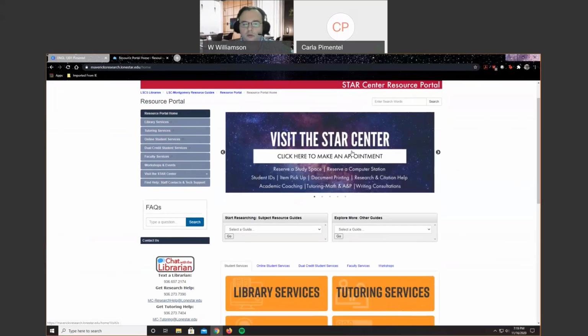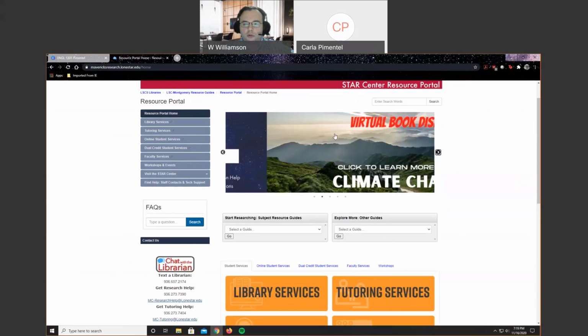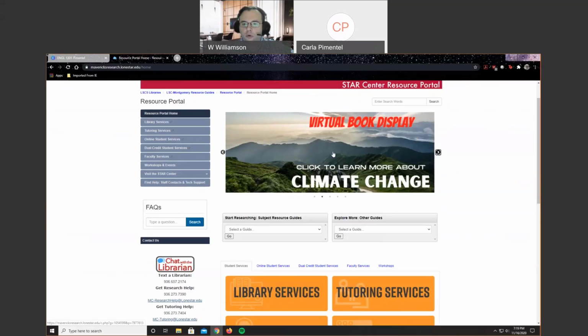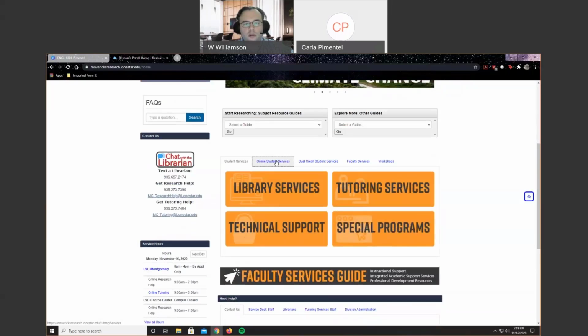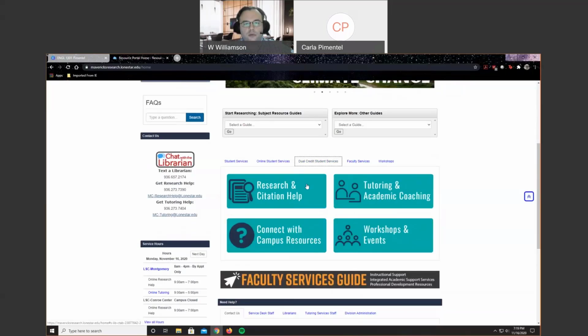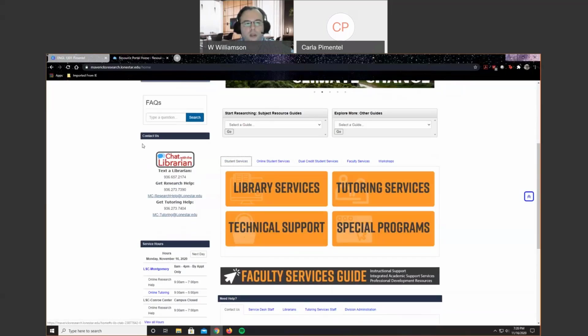And this is going to take you to the resource portal we've created for students at our campus. Here at the top, we have a scrolling marquee that just kind of gives you up-to-date information. And we also have a virtual book display that we update every 3 to 4 months. You can navigate using these tabs or these buttons here. And you'll see there's several different options. Right here, you're going to find contact info. This will take you to that same chat service, but then we also have telephone and email so that you can access contact for the various librarians that are here at Montgomery.